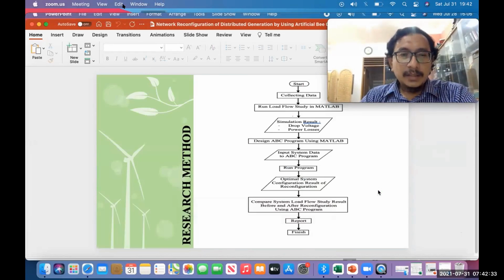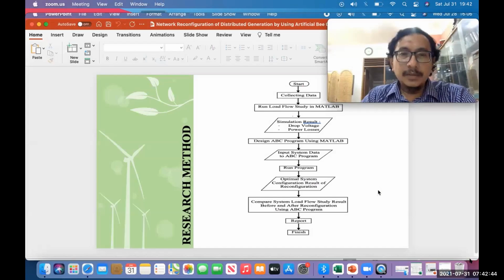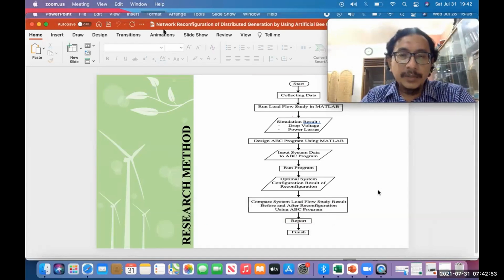And this is the research method. First, we collect data, and then we run a load flow study in the lab, and we get the result of voltage and power losses. And we design the ABC program using MATLAB, and after that we input system data to the ABC program, and we run again, and we get the optimal system. After that, we compare the system load flow study before and after reconfiguration using the ABC program.